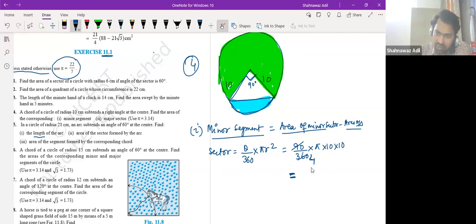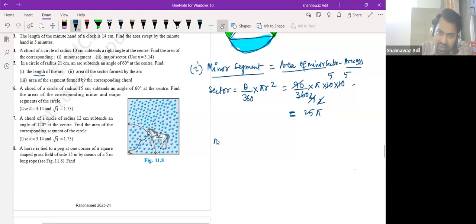Okay, so this would be how much? This is 25 pi, so let us keep it that way. And area of triangle.